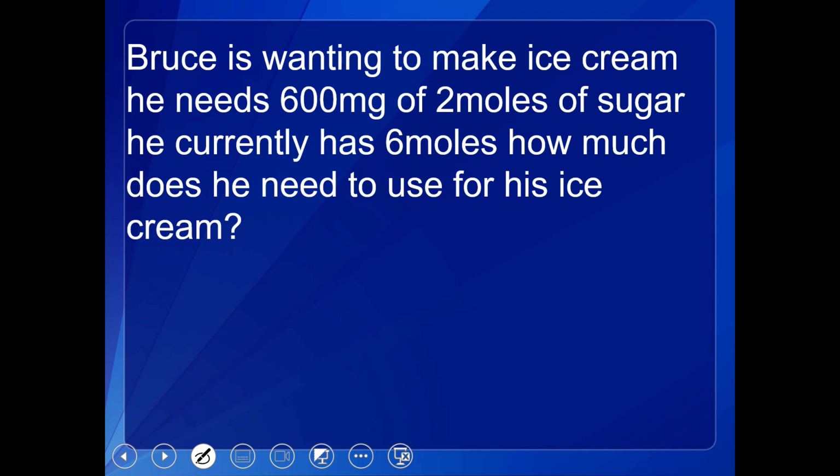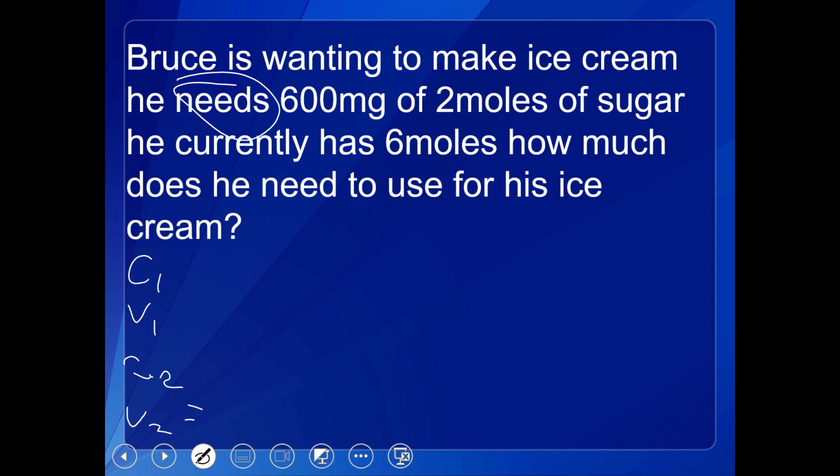All right, last question. I'll let you read it and answer it, and then we'll go over it together. All right, so Bruce is wanting to make ice cream. He needs 600 milligrams of 2 moles of sugar. He currently has 6 moles. How much does he need to use for his ice cream? So let's write up our chart. This is what he needs. This is where we're going.